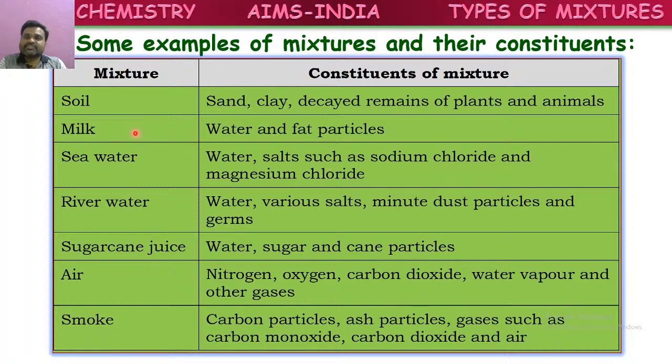Air, already we discussed about it. Air is a mixture of several gases like nitrogen, oxygen, carbon dioxide, water vapor, and some other gases like noble gases. These all will be there in that. So it is a mixture. And smoke is a composite of carbon particles, ash particles, and some gases like carbon dioxide and even carbon monoxide. So these all are the components of smoke. Hence it is a mixture.